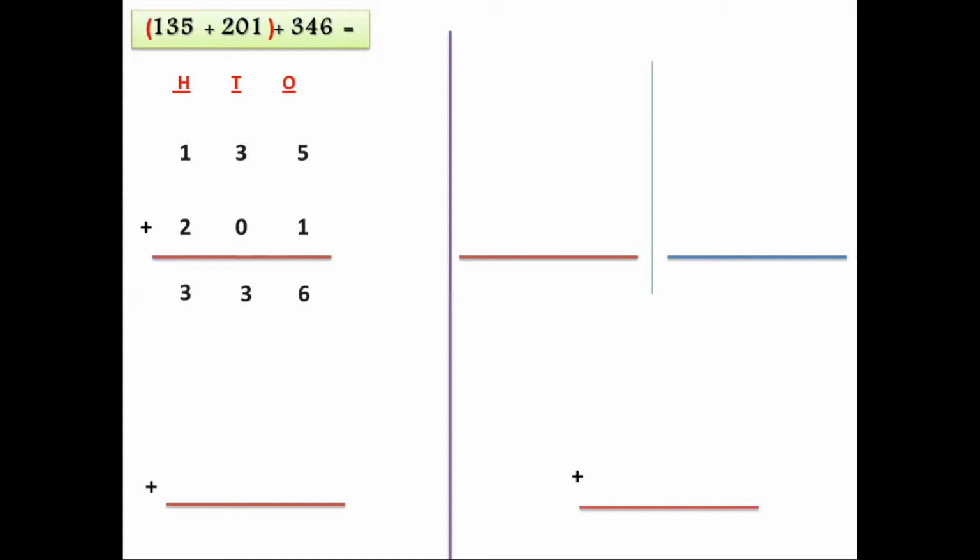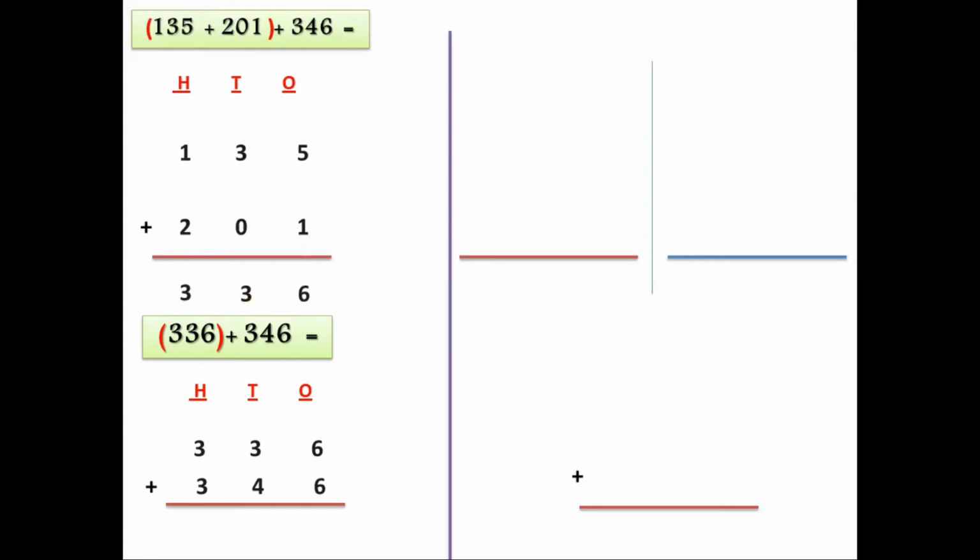In the second step, we will use this sum 336 to add it to the third number, which is 346. So here in the second step, we will get the sum of 336 and 346 to get the total of these three numbers. We will start by writing the place value names as usual, ones, tens, hundreds. Then we will line up numbers to be added with digits of the same place value exactly above each other.